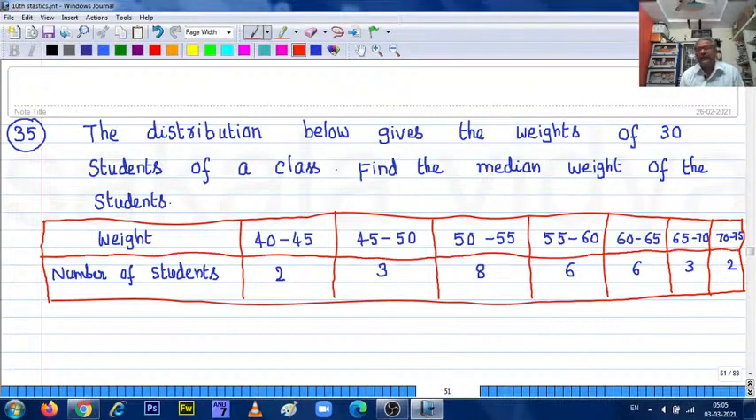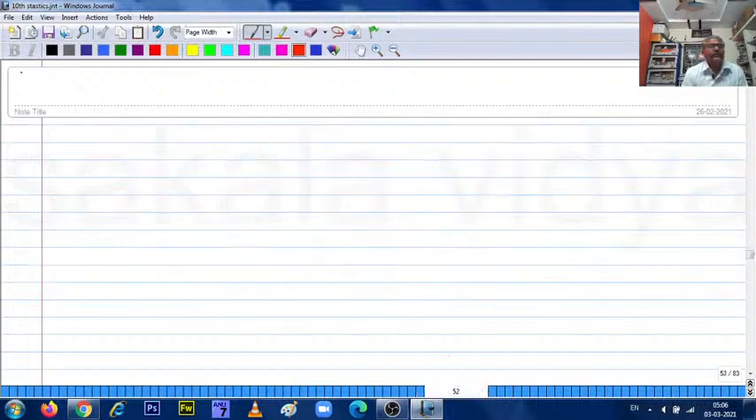First, this is the given frequency distribution. The distribution gives the weights of 30 students, the total frequency 2 plus 3 plus 8 plus 6 plus 6 plus 3 plus 2 is equal to 30 students of a class. Find the median weight of the students, median being the keyword. That means we need to find the median for the given distribution. Let us observe how to find the median of grouped data. Let us proceed for the solution now.